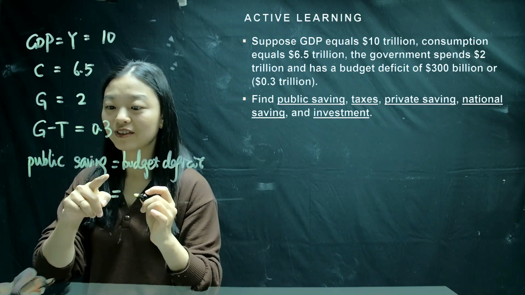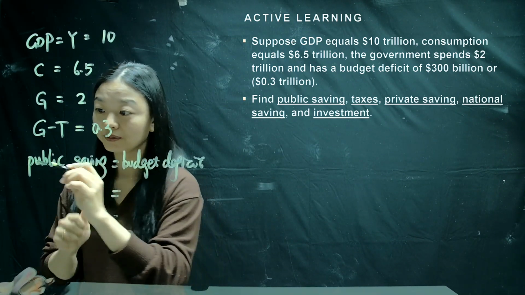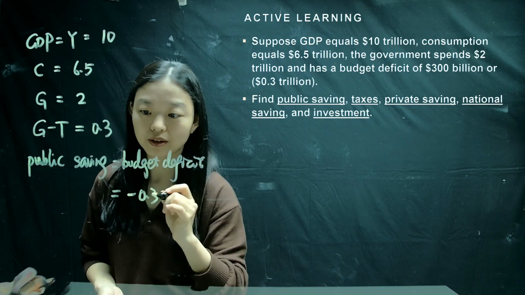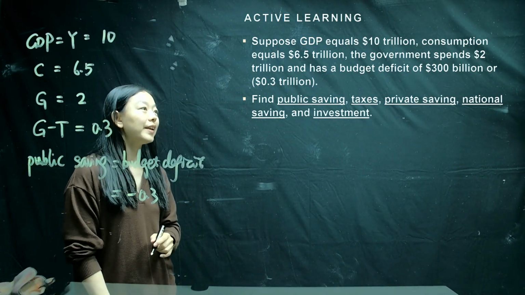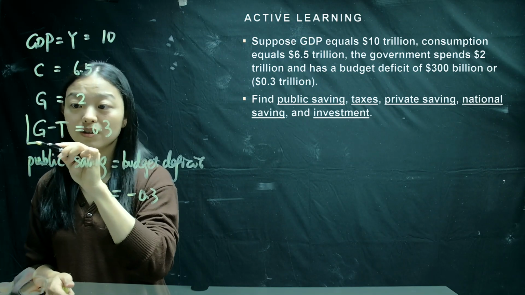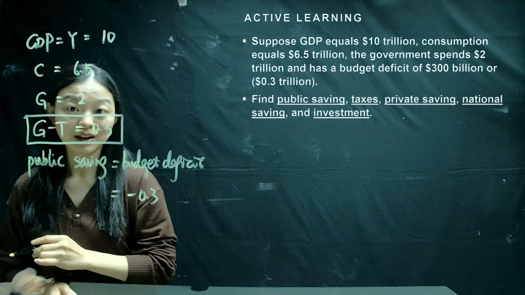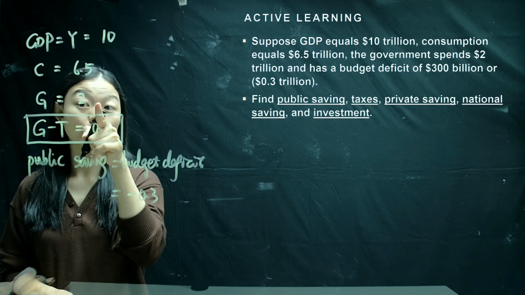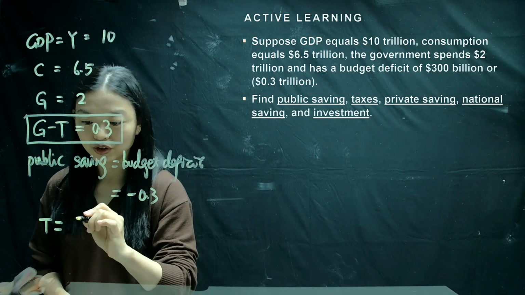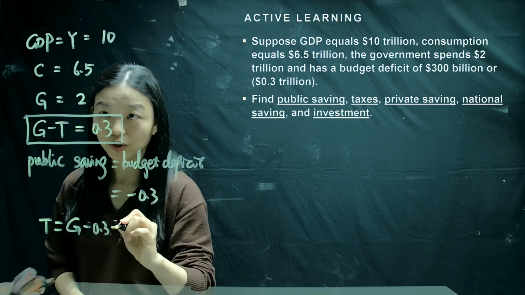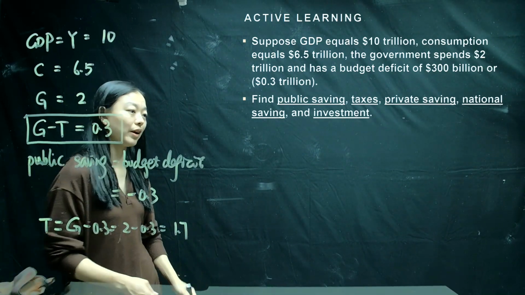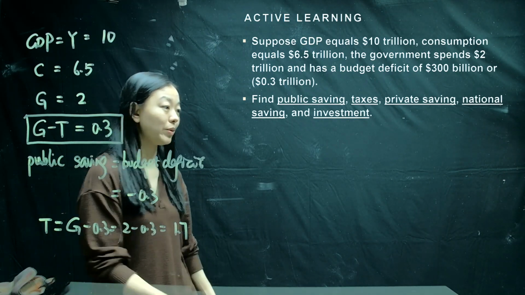So we only have negative public saving, right? Because this economy suffers a budget deficit, it will equal negative 0.3. Okay, negative 0.3. And now let's look at finding the tax. We have this budget deficit equal to 0.3, and we know government spending equals 2, so it will be easier for us to get the tax. Tax equals G subtract 0.3, which is 2 subtract 0.3, and that will be $1.7 trillion. Okay, so this $1.7 trillion will be the tax.